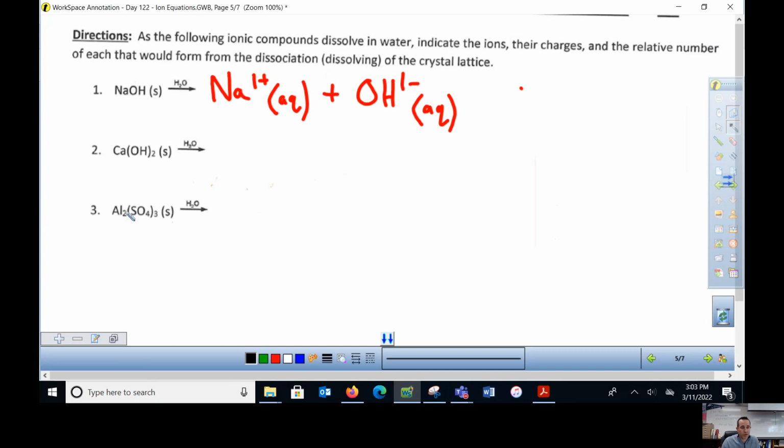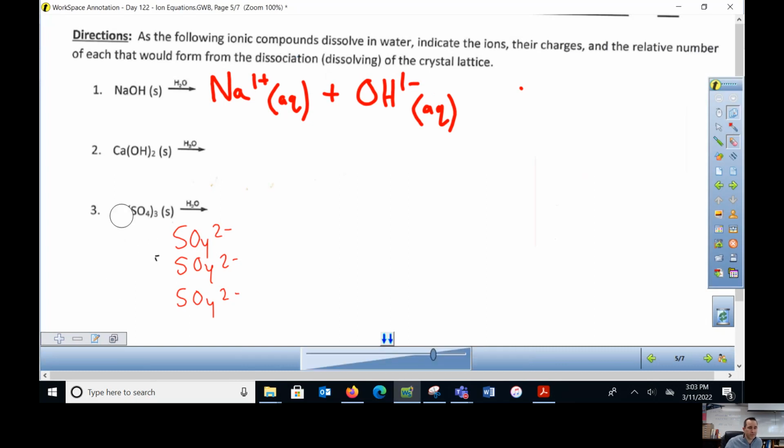Here we go. So next one, we've got aluminum sulfate. When it splits, what does it split into? Well, think about what you needed to make this. You needed 1 aluminum, which has a +3 charge. You needed a second aluminum, which has a +3 charge. And then you needed 3 sulfates, and each sulfate's a -2, right? So we have to figure out how many of each ion. The charges have to add up to 0. So we have 5 ions here making this up.